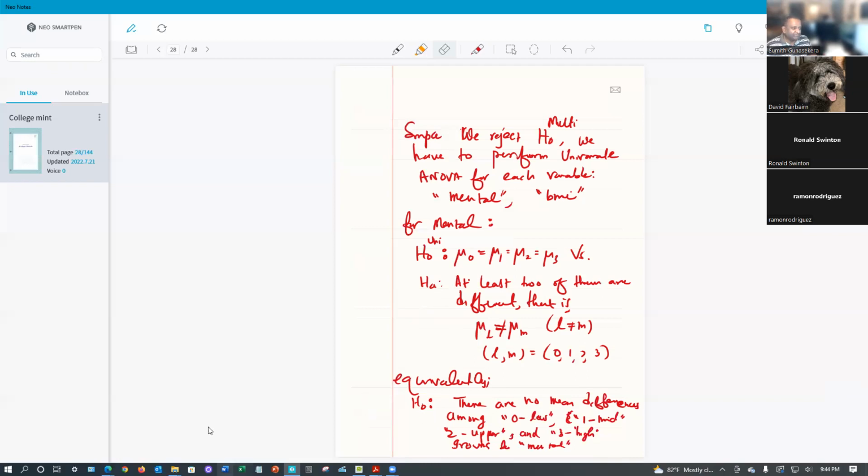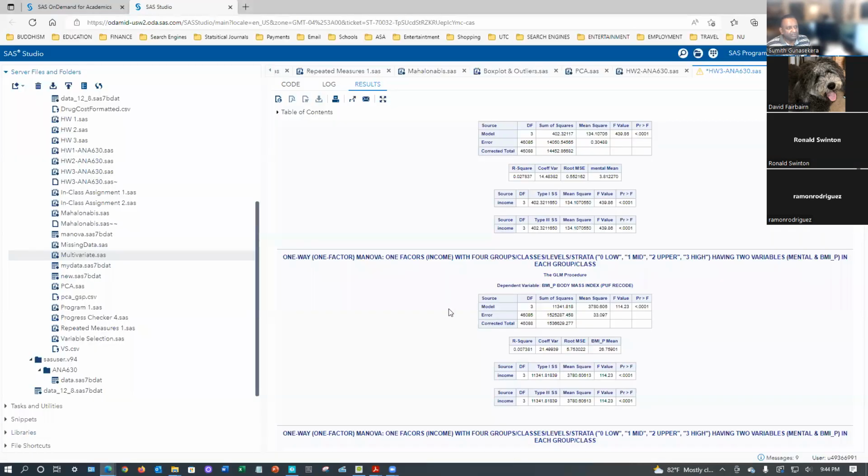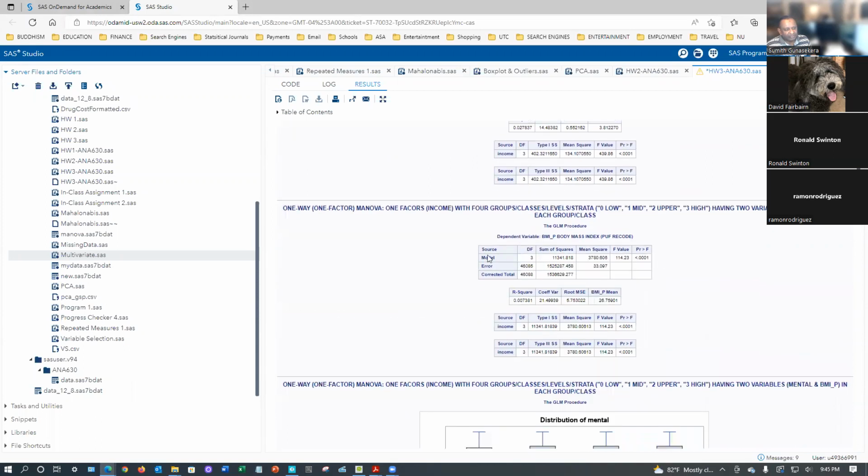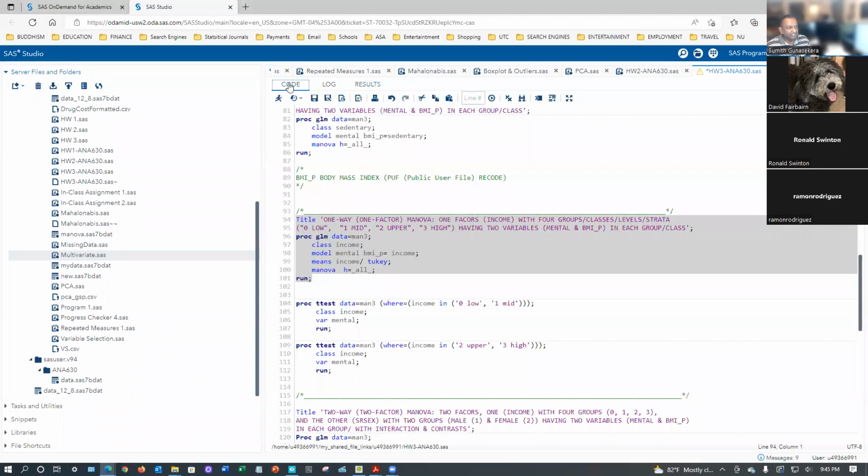Now, can we run that one? Yes, let's go ahead and look at our printout for that one. So for mental, again, p is less than 0.05. Let's do the BMI. Both will be rejected. Now you cannot stop there. Now you have to go to Tukey, then you go to the pairwise comparison. Now you're going to go ahead and do the pairwise comparison.